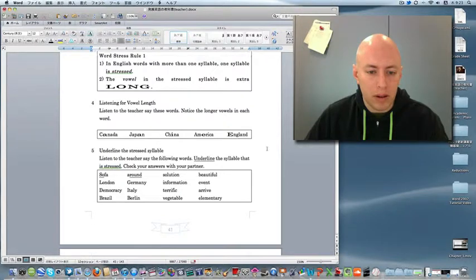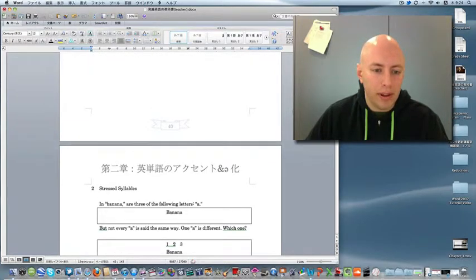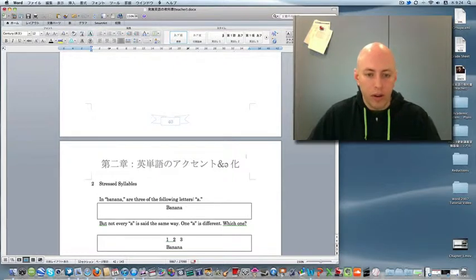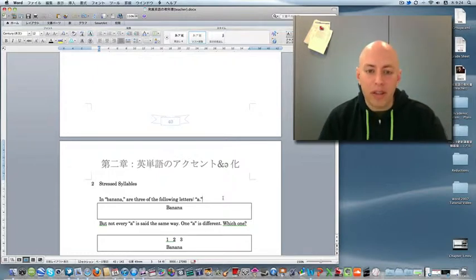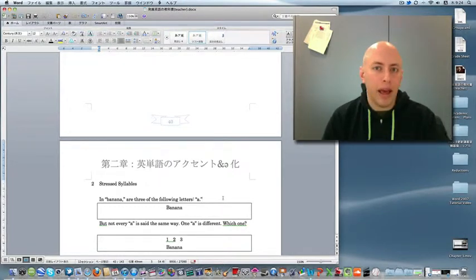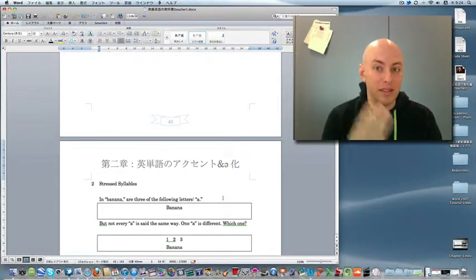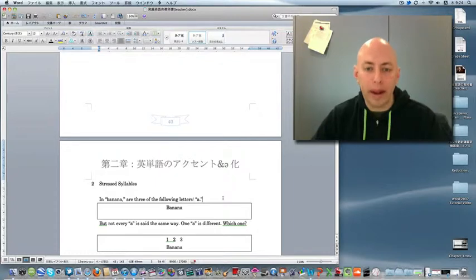Everyone, please open your books to page 41. That's where we're starting today. At the top, number 2, it says stressed syllables, and you'll notice there is this word in the middle of the box. So, first, how many syllables are in this word? Banana. 3 beats, 3 syllables. So there are 3 syllables in the word banana.